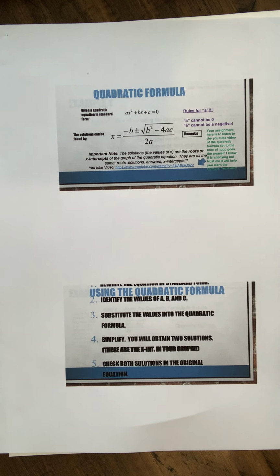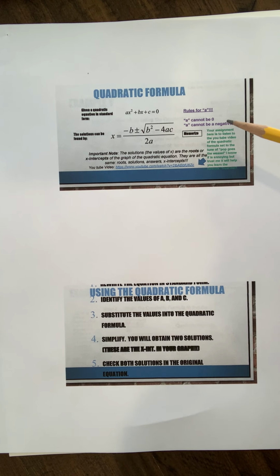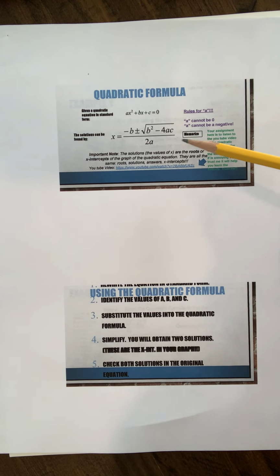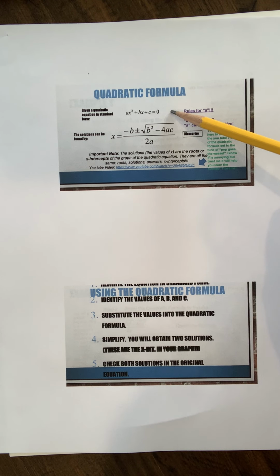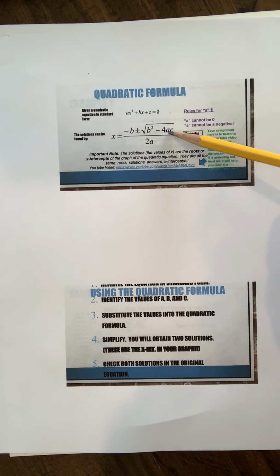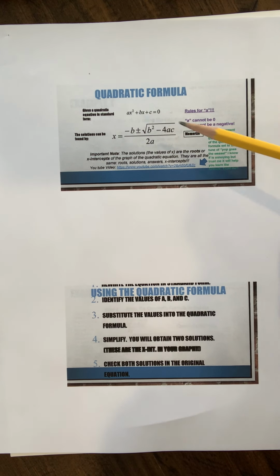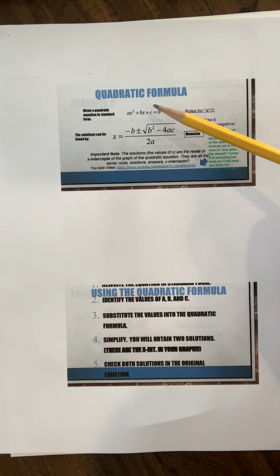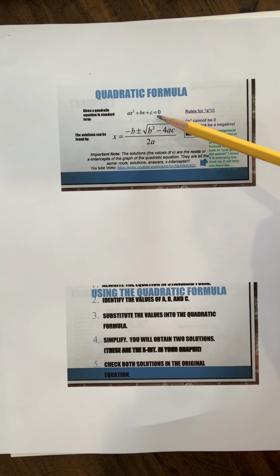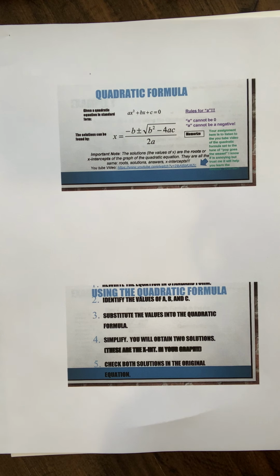Okay, so here's just another slide explaining the quadratic formula. Here's your quadratic equation. Here's your formula, okay? And then I wrote all these little notes on the side so you can see it. Remember, a cannot be 0 and it cannot be negative, okay? If a is not there, it is 1. So if it's just x squared plus 2x plus 4, a is 1. A also cannot be negative, but that's not something you guys have to worry about right now, I don't think.